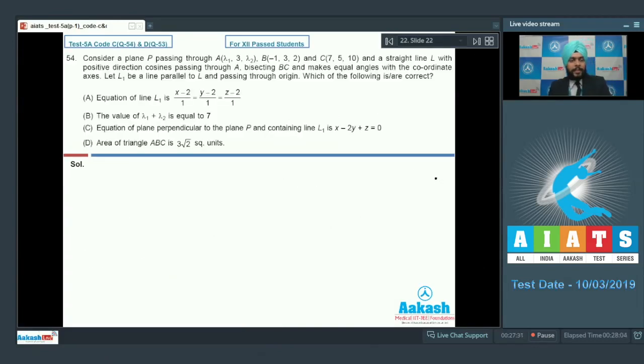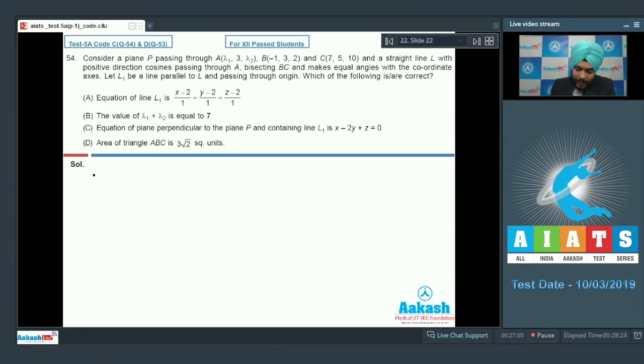Question number 54 says that consider a plane P passing through points A, lambda 1, 3, lambda 2, B, minus 1, 3, 2, C, 7, 5, 10, and a straight line L with positive direction cosines passing through A bisecting BC and making equal angles with the coordinate axis. Let L1 be a line parallel to L passing through origin. Which of the following is or are correct? We have to check all the four options.